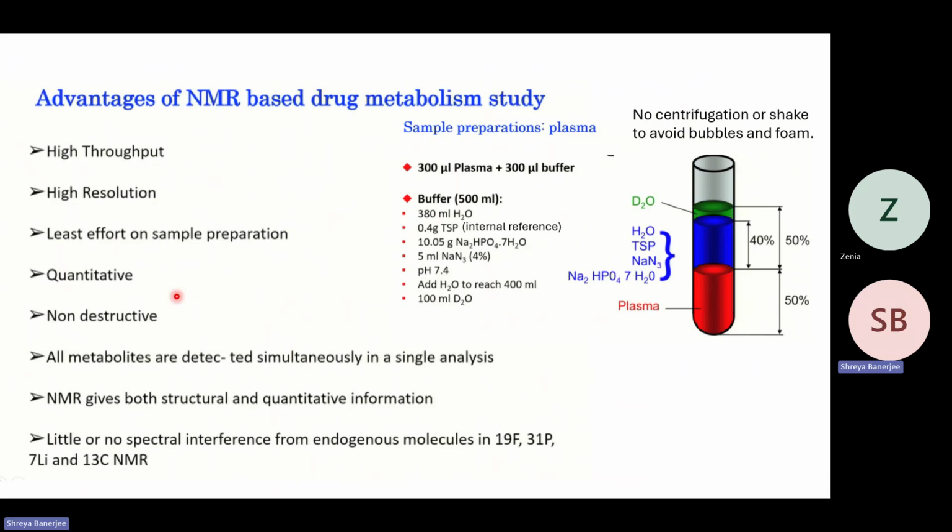Then it is a quantitative method. And we know NMR is non-destructive because the magnetic field used is very weak. All the metabolites are detected simultaneously in a single analysis. And NMR gives both structural and quantitative information. And there is little or no spectral evidence from endogenous molecules. In 19F and 31P, there is some spectral interference, but it is still less than 1H, 7Li and 13C. So that is another advantage.